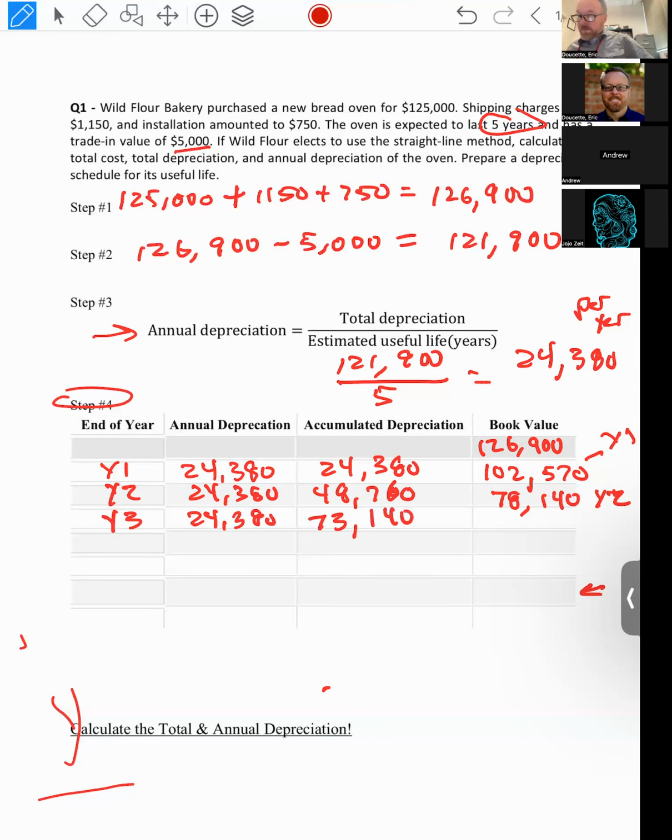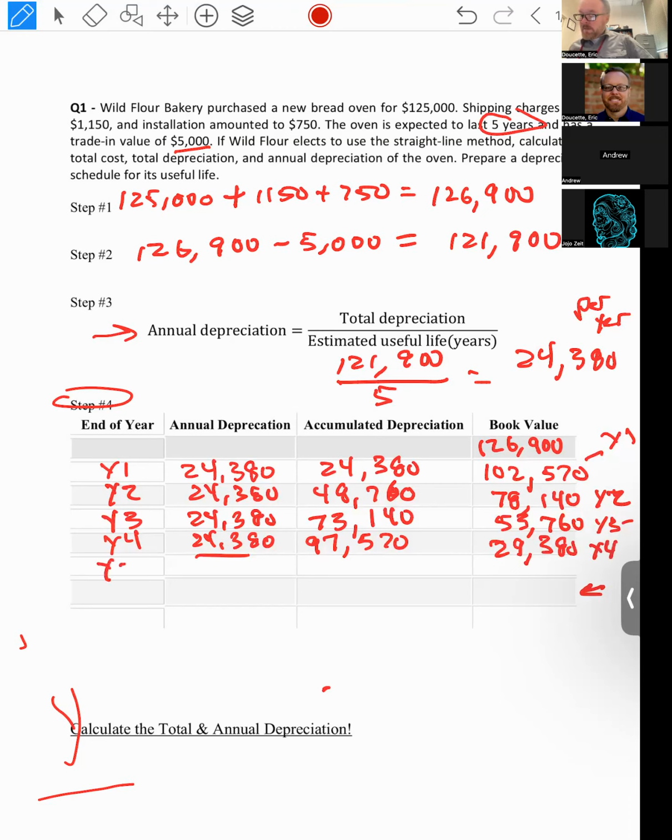I'm going to deduct the 24,380 from the 78, gives me 53,760. That's year three book value. Year four, another 24,380, because that's how much it's going to depreciate each year. The accumulated depreciation is now 97,520 because I added that to that, and then I subtracted this one here from this, and that's going to give me 29,380 for year four book value.